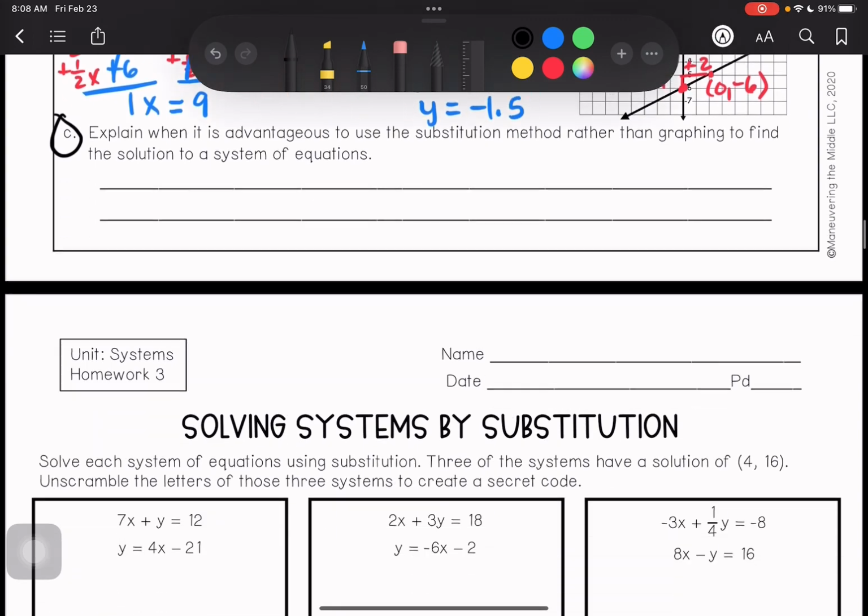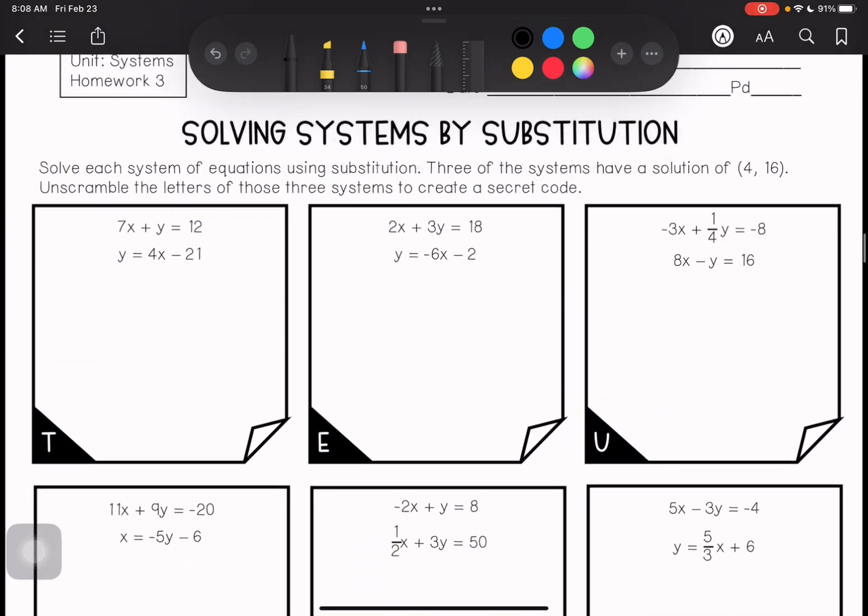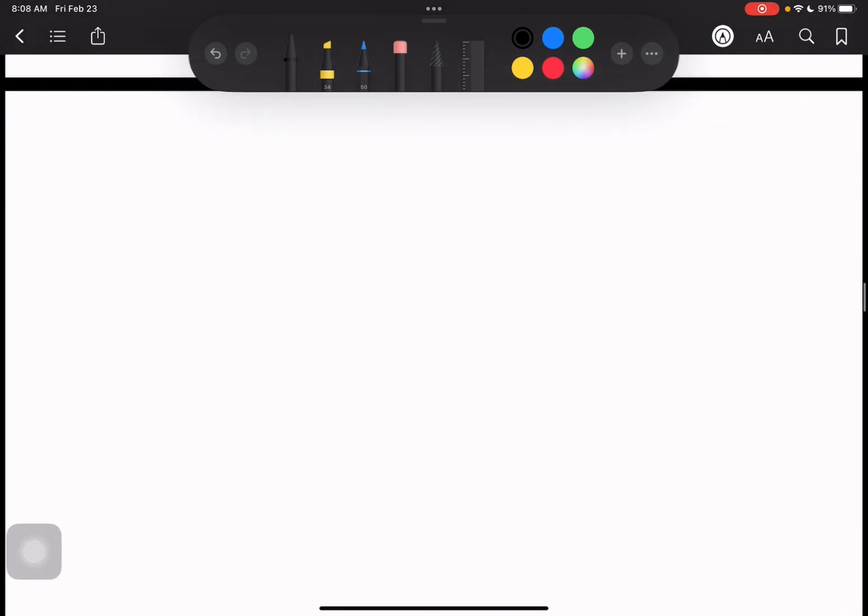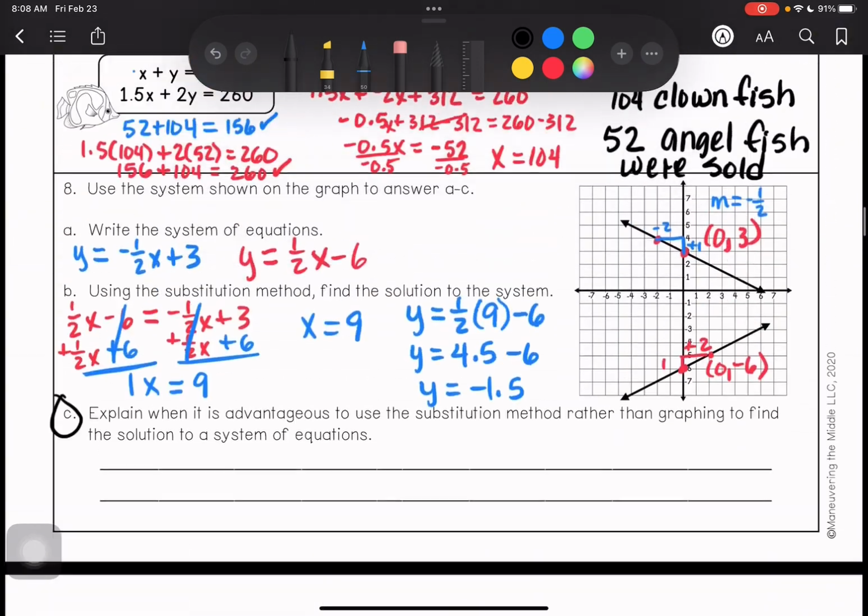Letter C. Okay, this is your homework. You're going to go ahead and finish the homework, and it is due tomorrow.